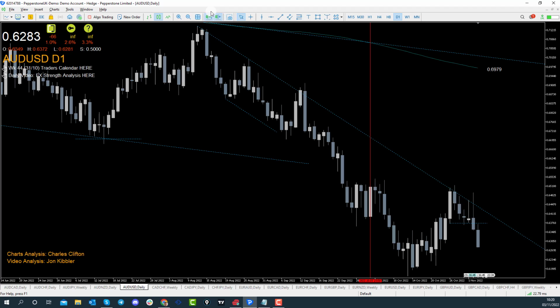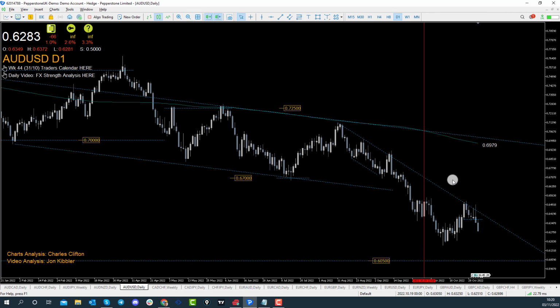Now again, if we go back to that daily time frame, you can see that we have price following this bearish trend line down through here. We've had multiple reactions from it, including this one and this one here most recently. So if price is respecting this trend line, I'm expecting an impulsive move to come from the market.